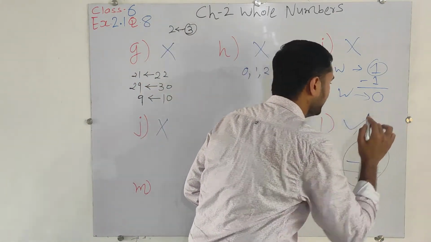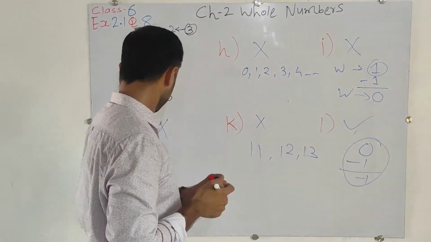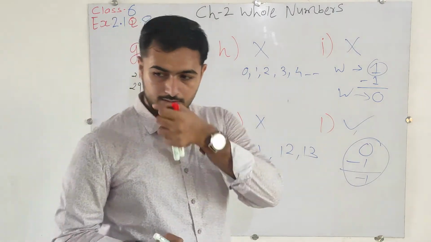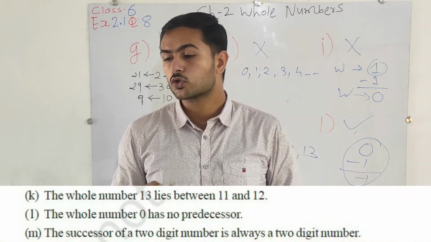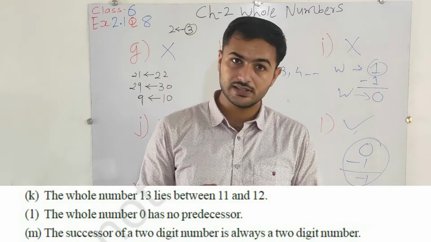That's the correct one. 0 has no predecessor. Now the last one, that's the M. The successor of a 2-digit number is always a 2-digit number.